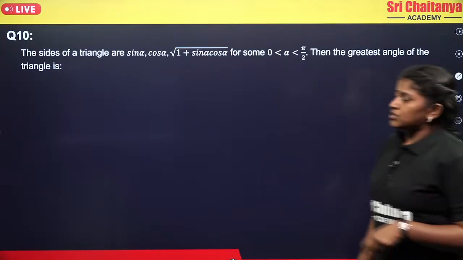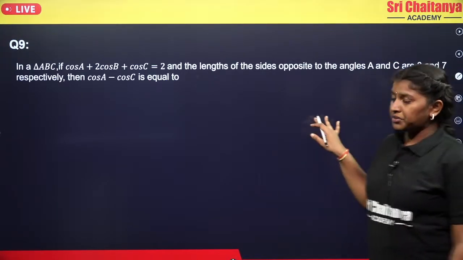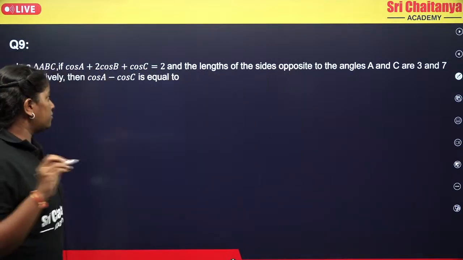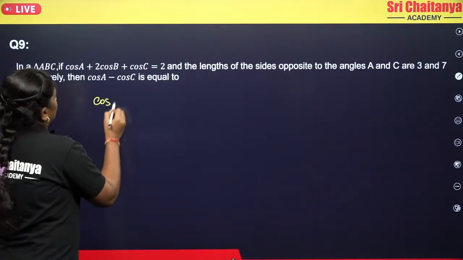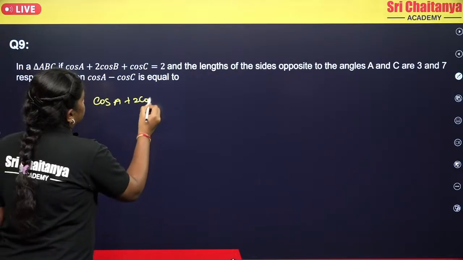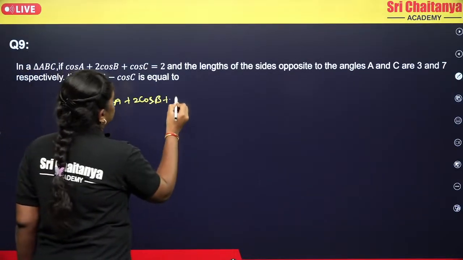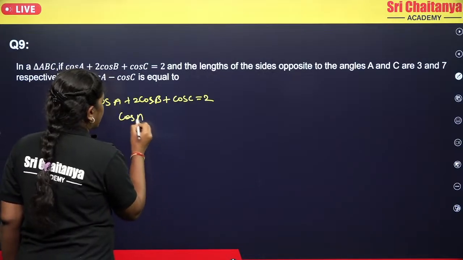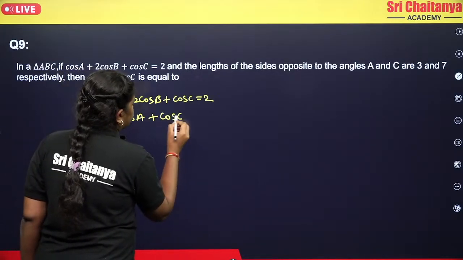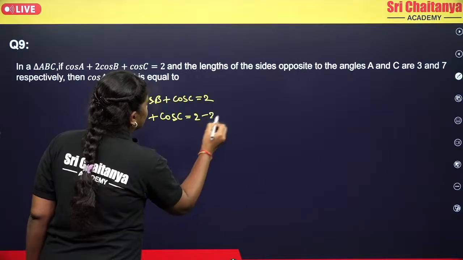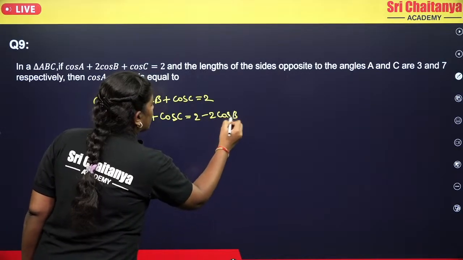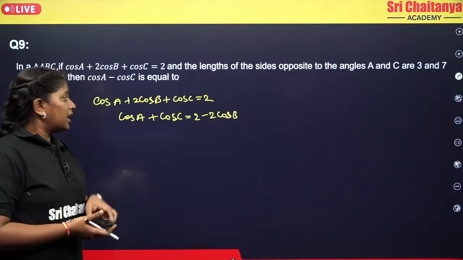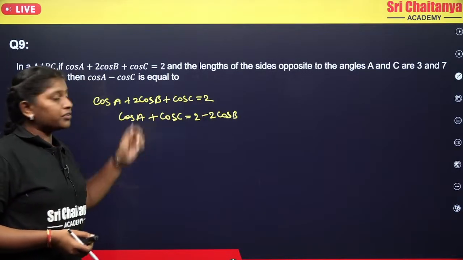So yes, I think this question you can give a try. Where they gave the conditions for the triangle which is cos a plus 2 cos b plus cos c equals 2. So here we can write cos a plus cos c equals 2 minus 2 cos b. So how can we get an idea that we have to take our 2 cos b to the other side? Here if you observe, we have the 2 common between the two terms.